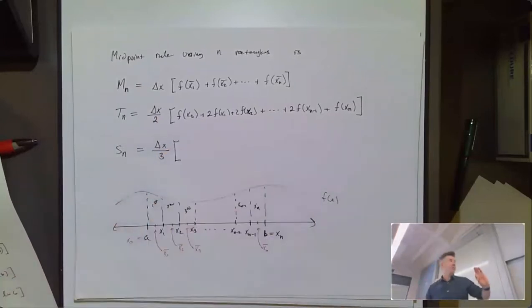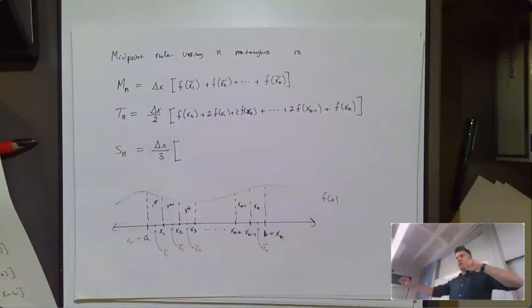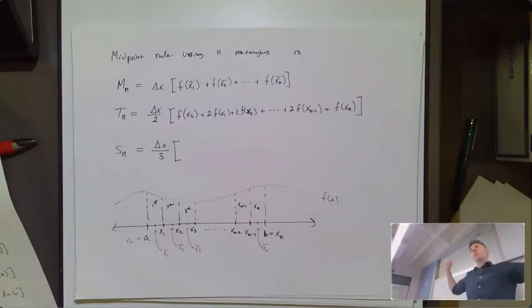So here's the pattern. Trapezoid rule is 1, 2, 2, 2, 2, 2, 2, 2, 2, 2 forever until you get the last one, then 1. Simpson's rule is 1, 4, 2, 4, 2, 4, 2, 4, 2, 4, 2, 4, 2, 4, 1. So it's 1s and then 4s and then alternates.